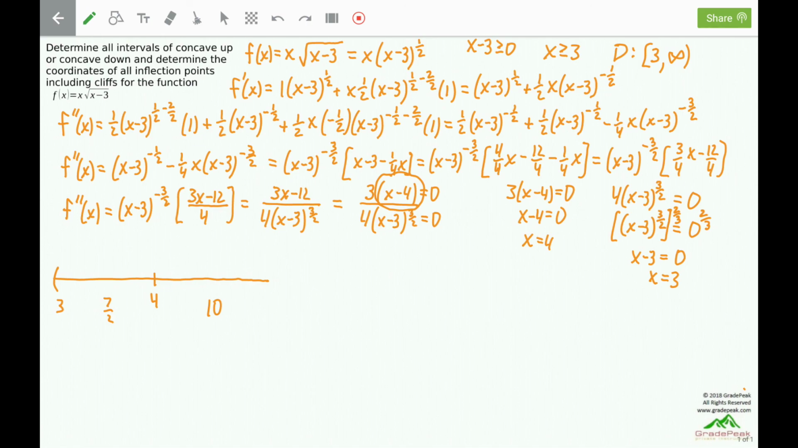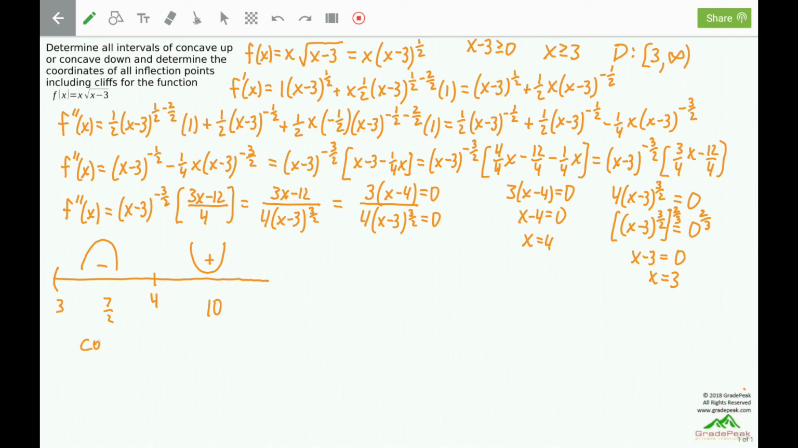So we can plug our test values into x minus 4. The first test value, 7/2, which is less than 4, it's between 3 and 4. 7/2 minus 4 is a negative. We have a negative second derivative that corresponds to concave down. Plugging a 10 into the portion of the second derivative that matters, 10 minus 4 is a positive. We have a positive second derivative. That corresponds to concave up.